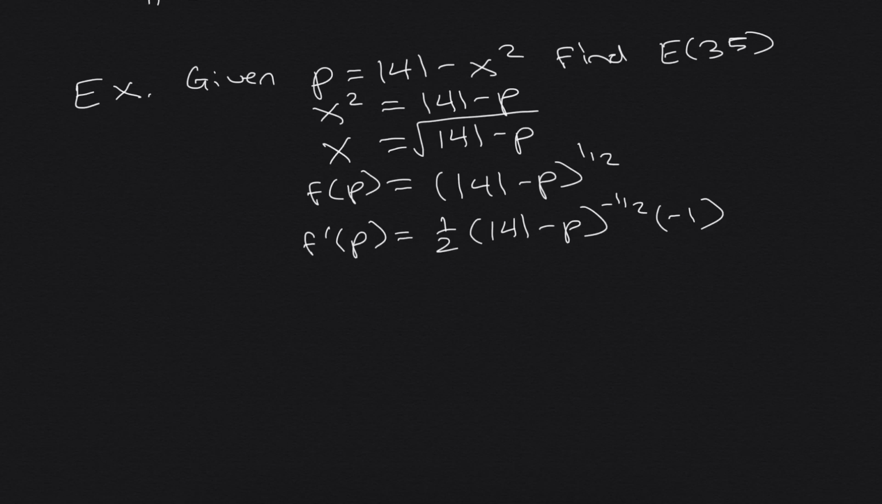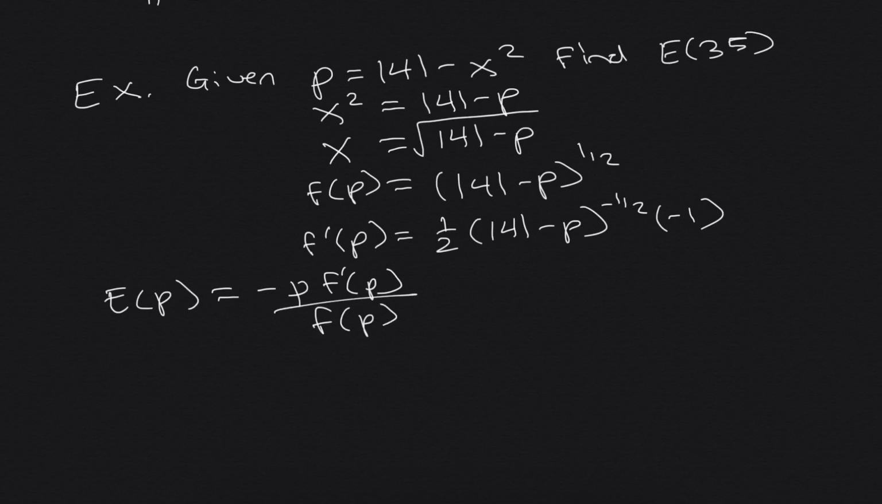And now I feel comfortable finding E of P. Eventually I need to find E of 35, but I do feel comfortable now finding E of P. So I'll go ahead and start that process. I'll rewrite my formula: negative P times F prime of P divided by F of P. And plugging in there, we have a negative P. That's always there.